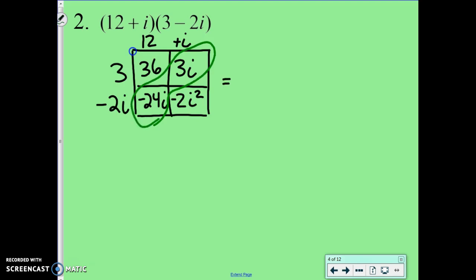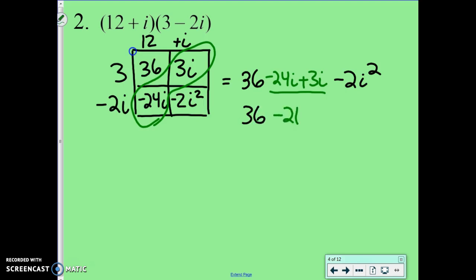Again, we notice that we have like terms on the diagonals. So I'm going to get 36 minus 24i plus 3i minus 2i squared. Okay? Again, these are like terms, so these are going to become 36 minus 21i minus 2i squared. But we must remember, i squared is equal to negative 1. So therefore, we're going to plug that in place of i squared.